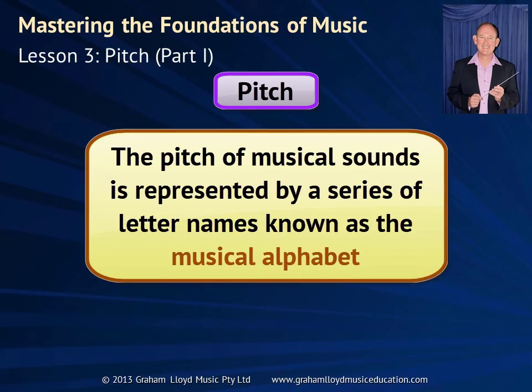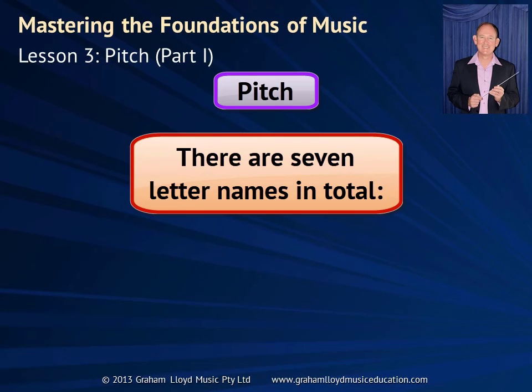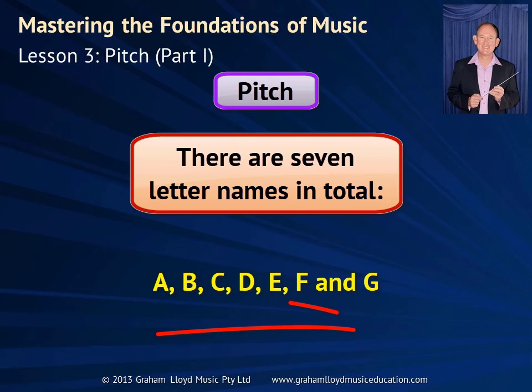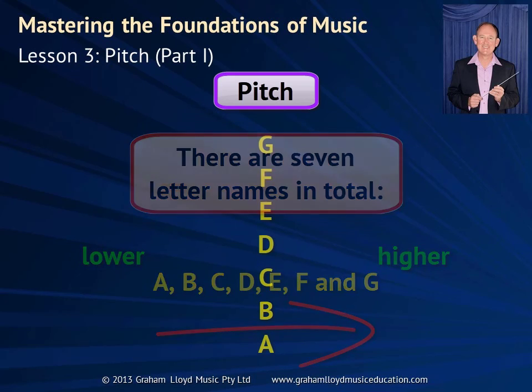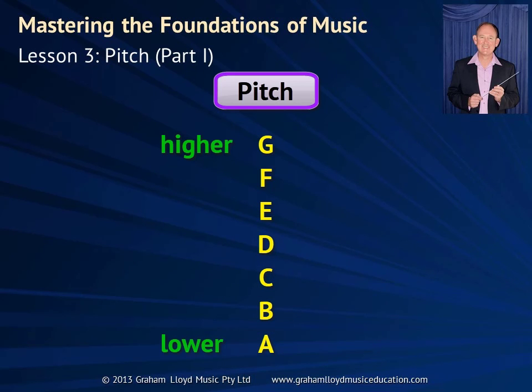series of letter names known as the musical alphabet. There are 7 letter names in total, namely A, B, C, D, E, F and G. Moving from left to right, as you do when you read, each letter name is a step higher in pitch than the one preceding it. Writing the letters this way may be clearer in understanding the notes and their relationship to each other from a pitch perspective.